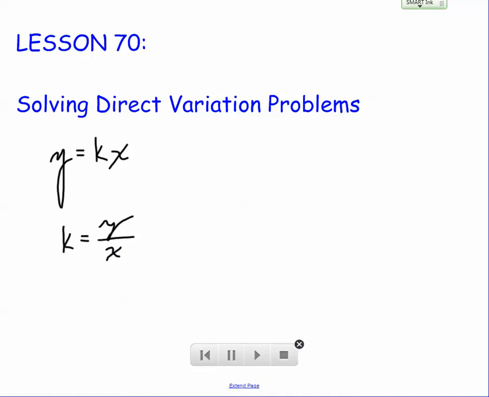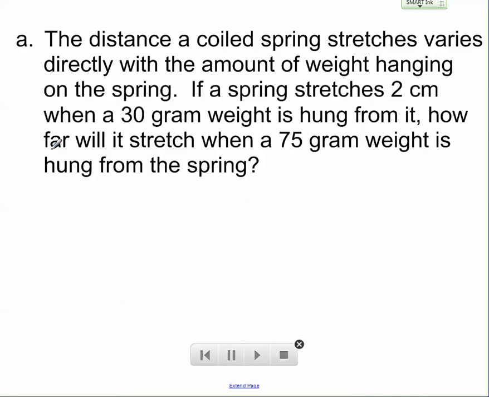All right, here we go. The distance a coiled spring stretches varies directly with the amount of weight hanging on the spring. If a spring stretches 2 centimeters when a 30-gram weight is hung from it, how far will it stretch when a 75-gram weight is hung from the spring? Well, they said it varies directly. So we'll do the constant of proportionality is equal to the weight divided by how much it stretches. So they gave us one example. A 30-gram weight stretches 2 centimeters.